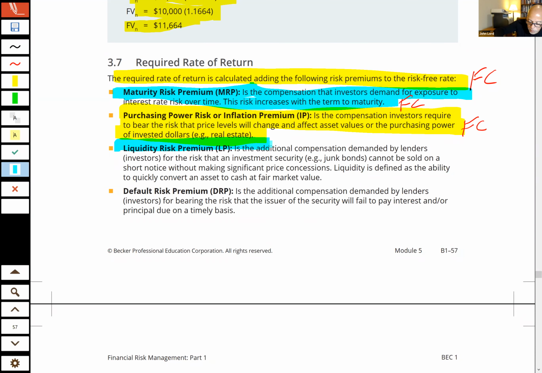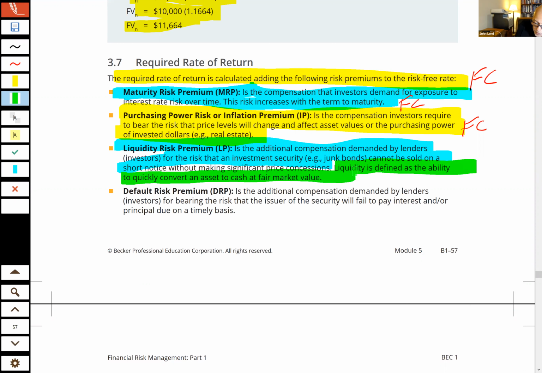Liquidity risk premium is the additional compensation demanded by lenders for the risk that an investment cannot be sold on short notice without making significant price concessions. Liquidity risk is defined as the ability to quickly convert an asset to cash at fair market value. And they give the example of junk bonds. You don't see too much investment in junk bonds anymore.